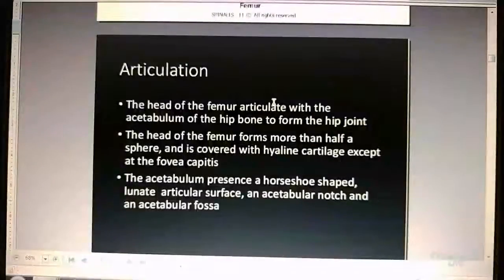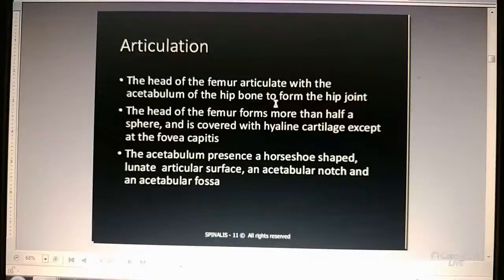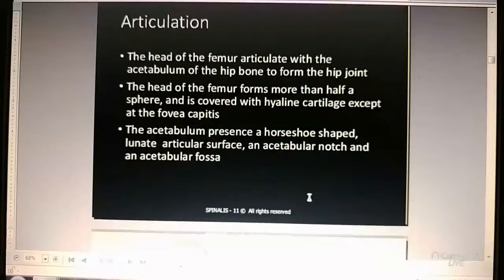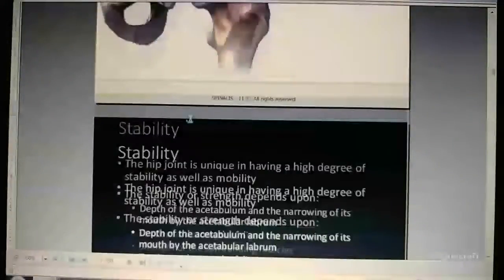Articular surfaces: the head of the femur articulates with the acetabulum of the hip bone. The head of the femur forms more than half a sphere, covered with hyaline cartilage except the fovea capitis. The acetabulum presents articular surfaces, the acetabular notch and the acetabular fossa.